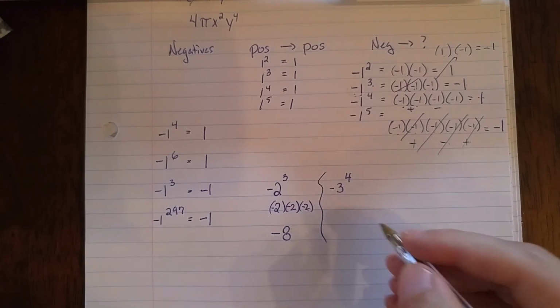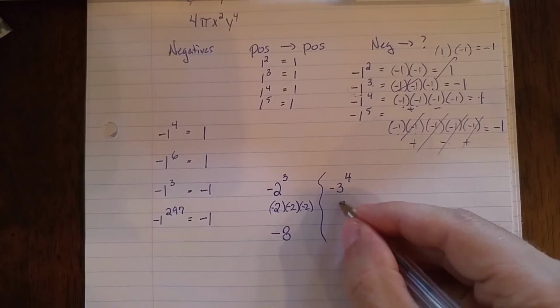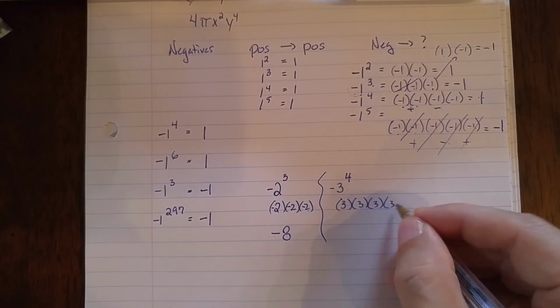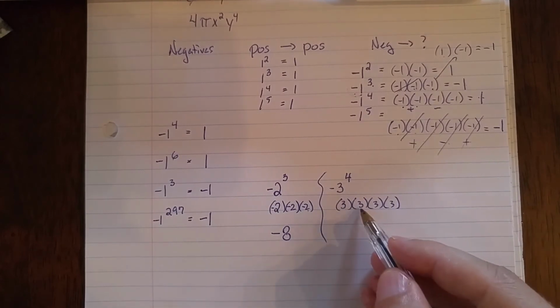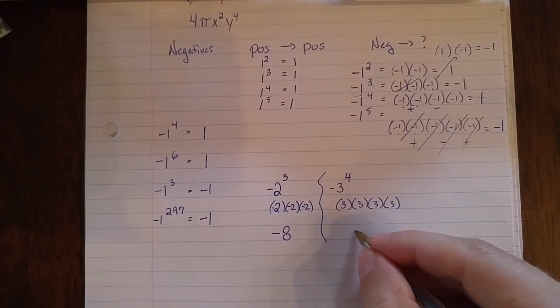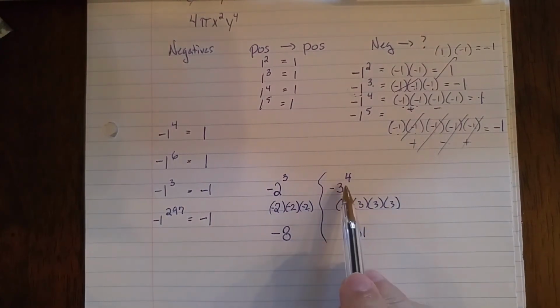Negative 3 to the 4th power. So again, ignore the negative sign for now and just concentrate on 3 to the 4th power. So 3 times 3 would be 9. 9 times 3 is 27. 27 times 3, 81. So the question is it going to be negative 81 or positive? Well, look at the exponent. It's even. Since it's even, it's going to be a positive number.